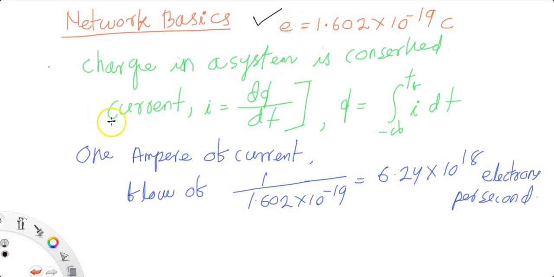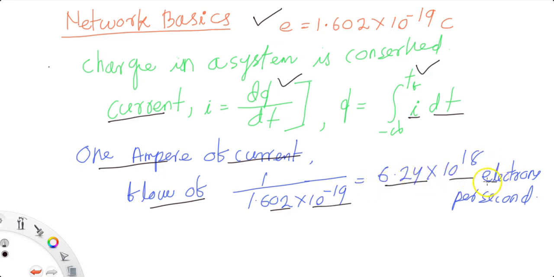And the basic relations: current i equals dq upon dt, and if you want to find Q, the total charge passed over a time, integrate from minus infinity to the final time, i dt. 1 ampere of current is the flow of 1 upon 1.602 into 10 to the power minus 19, which is equal to 6.24 into 10 to the power 18 electrons per second. These things came from this relation.